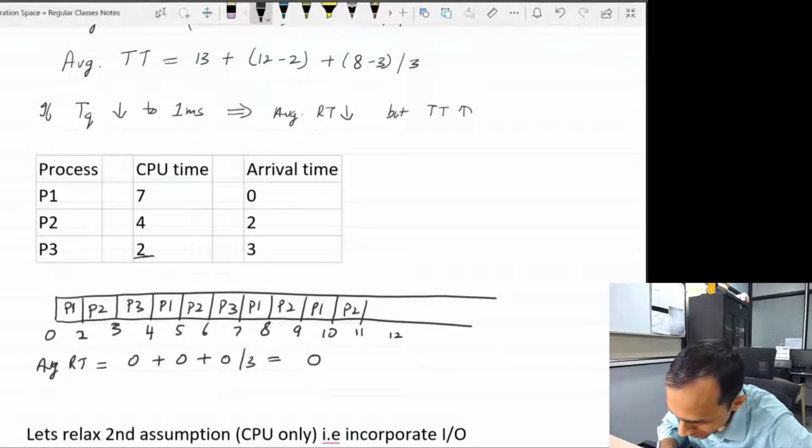So P1, P2, then again P1, then again P2. So P2 has taken 1, 2, 3, 4. So P2 will not come. So P1 is going to finish basically.